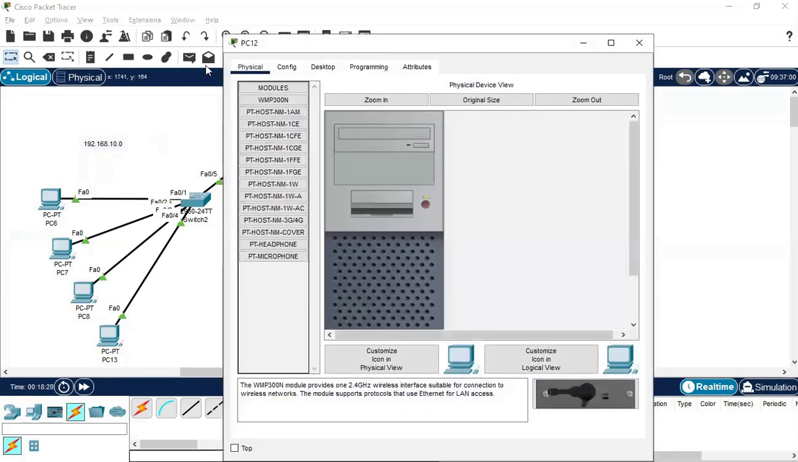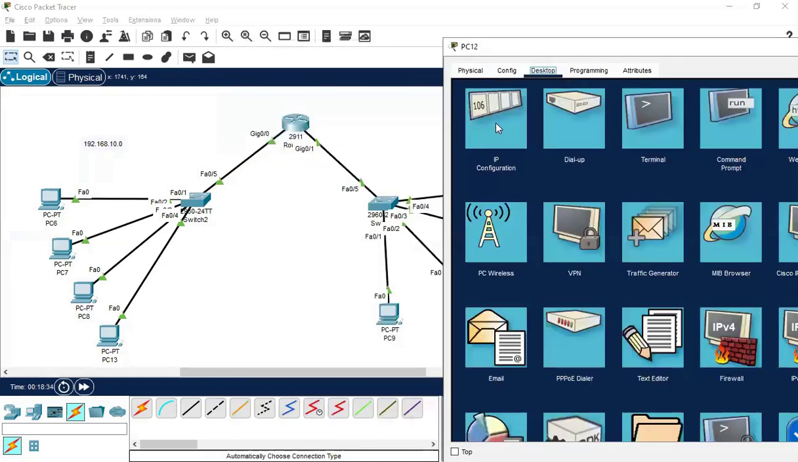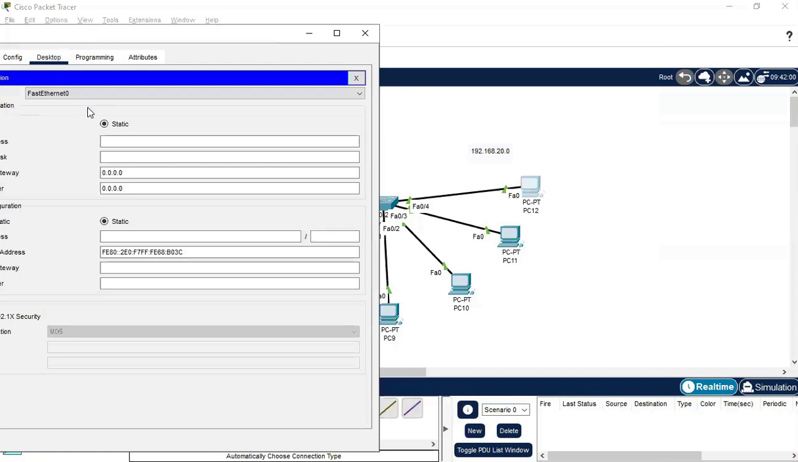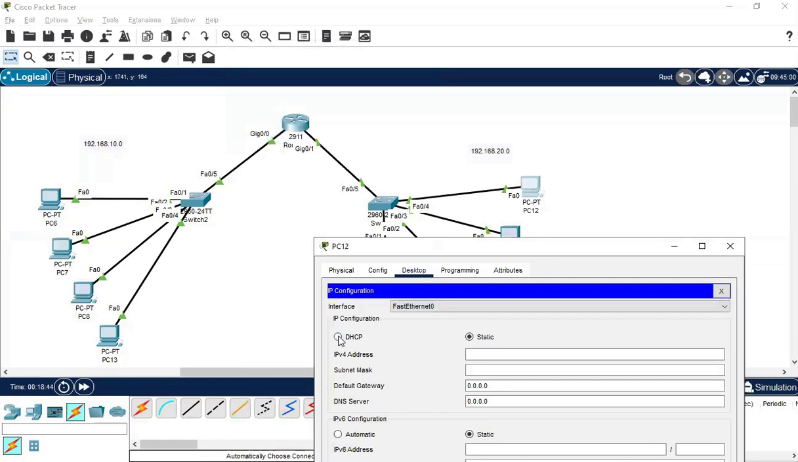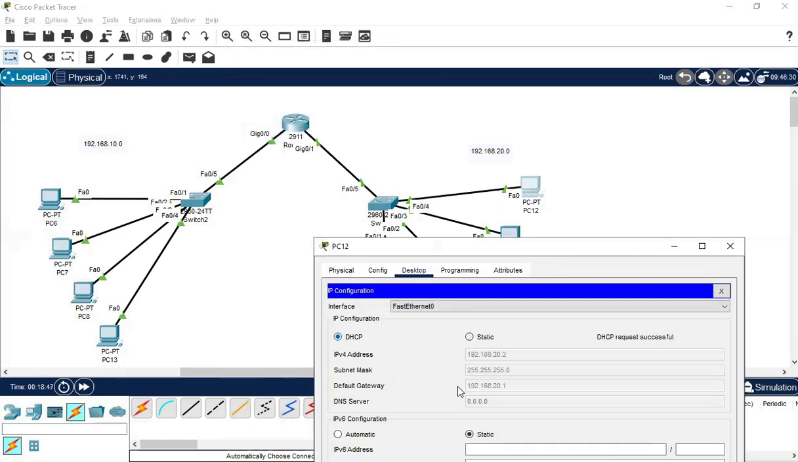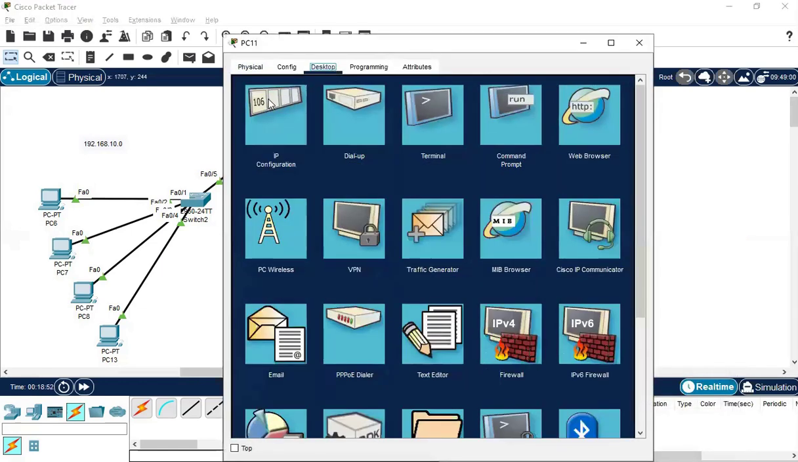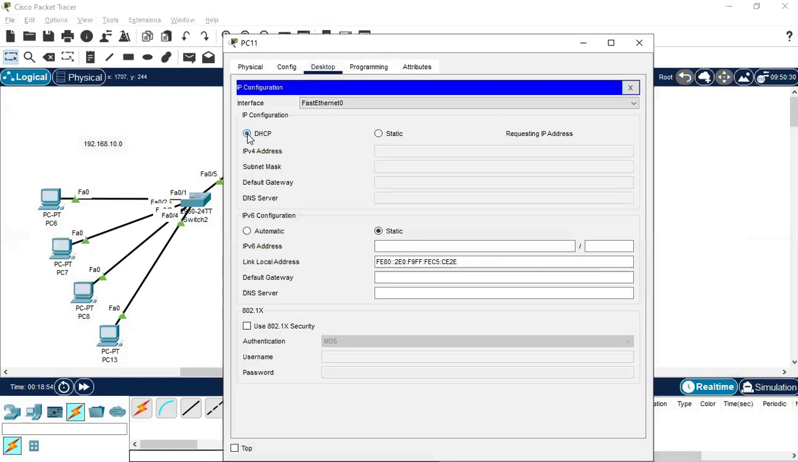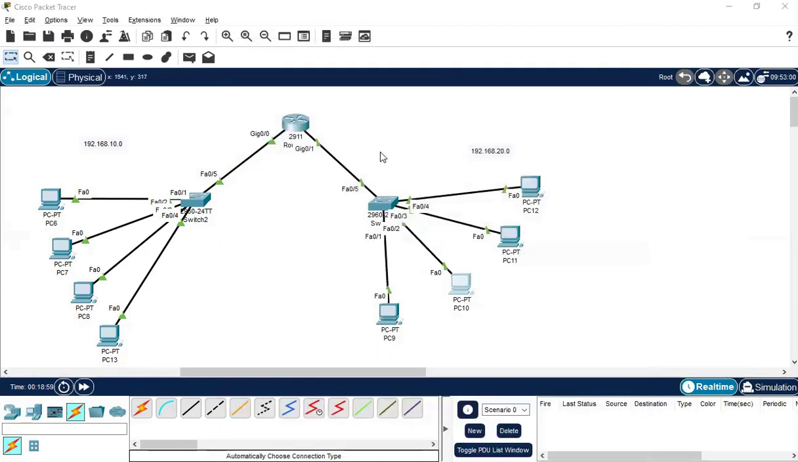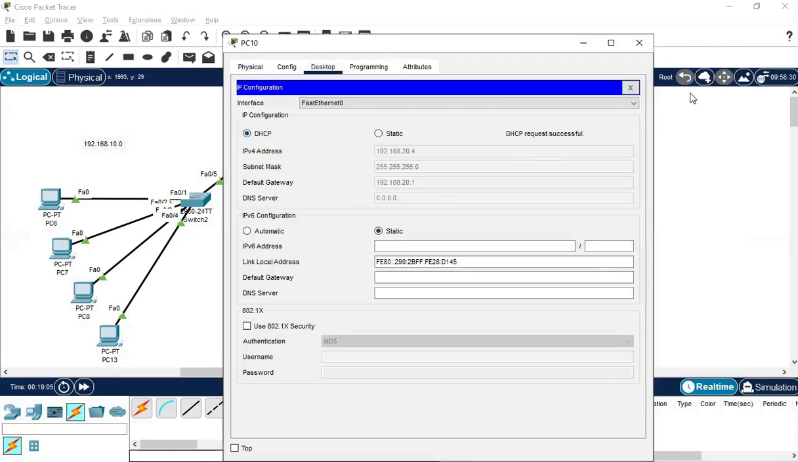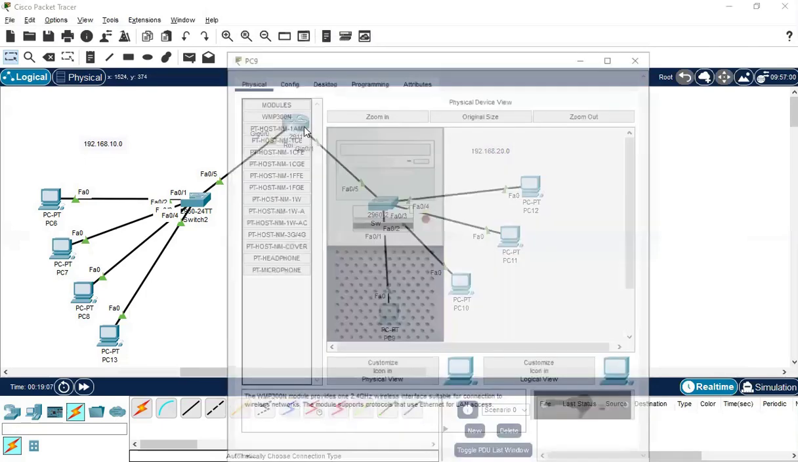On the left-hand side, we'll start assigning. This is 20.2, and this would be 20.3, I think, because we did not give any excluded addresses. Yes, correct, 20.3. Then 20.4, and finally it is going to be 20.5.